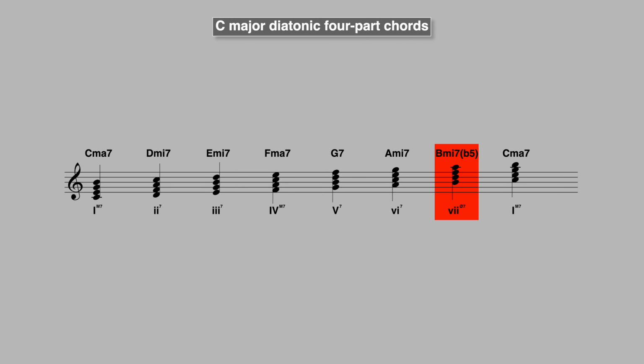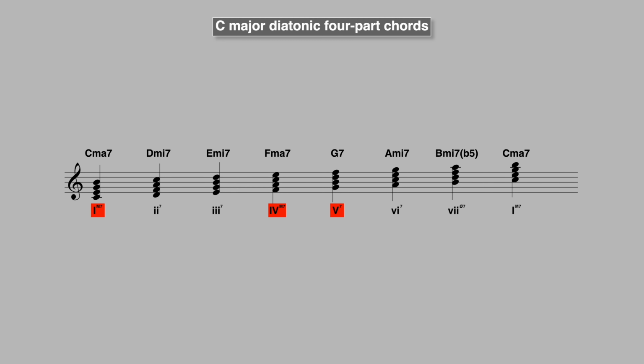Notice the diatonic chord on the 7th scale degree, which is a chord type that we haven't dealt with. This is a minor 7th with flatted 5th chord. Just like the diatonic triads, the different diatonic chord qualities are notated with Roman numerals under each 4-part chord.